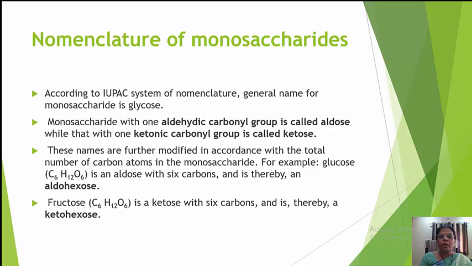For example, in glucose there are 6 carbon atoms. Therefore, it is an aldohexose. That is, glucose has an aldehyde functional group and 6 carbon atoms. Now, second example, fructose. Fructose possesses 6 carbon atoms and a ketone functional group. Therefore, it is called a ketohexose.